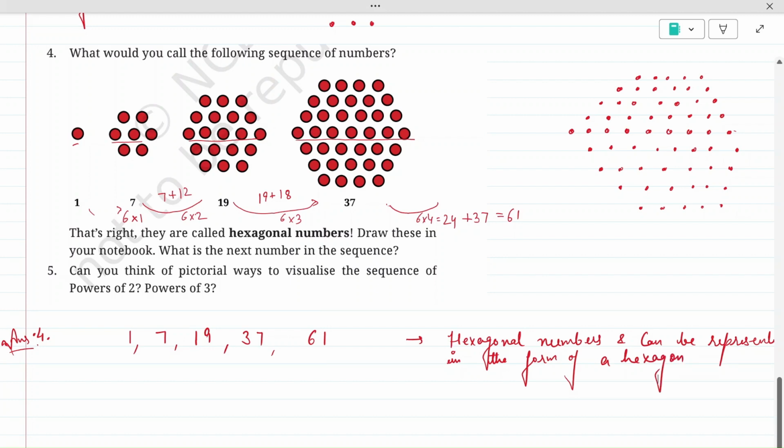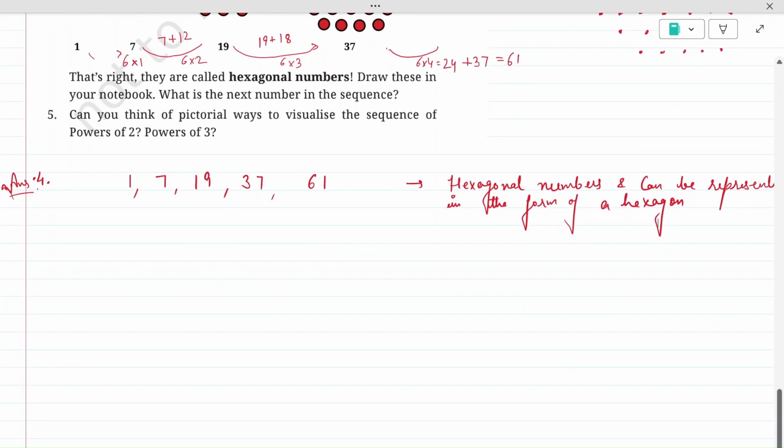Now, the next one is the last question of this exercise, and I am dividing this in two parts again. The first part is, can you think of a pictorial way to visualize the sequence of powers of 2? So first, we will make powers of 2. What are the powers of 2?